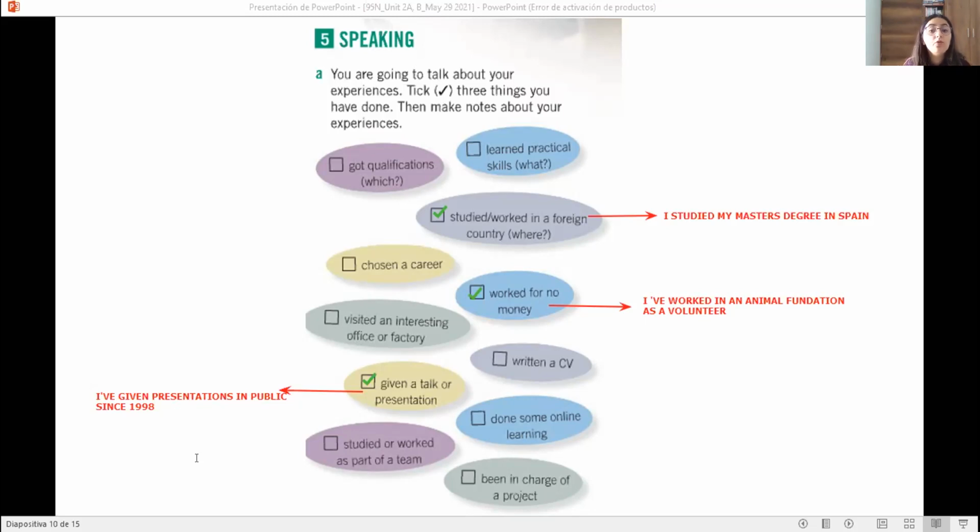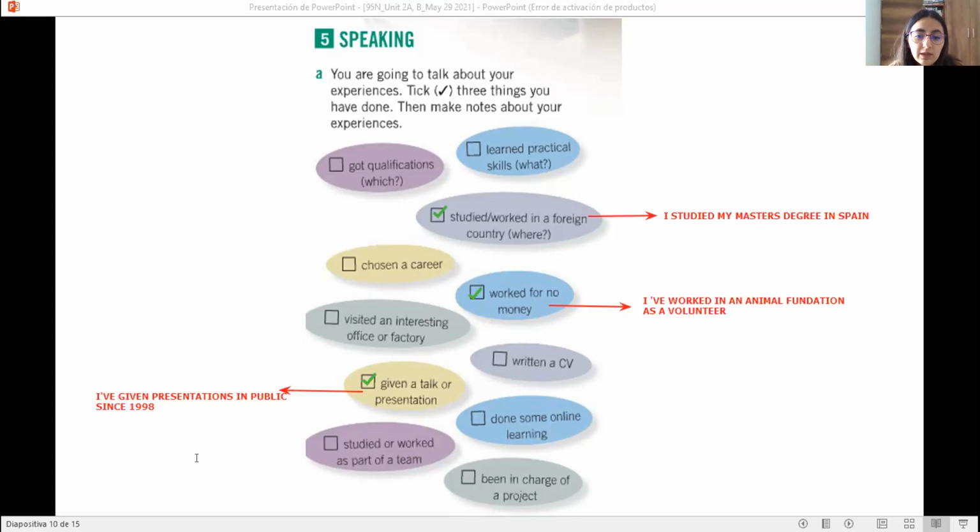So now, what are you going to do? You will have 3 minutes to choose any option you want. Remember to choose 3. Acuérdense que deben escoger 3 opciones de las que tienen en pantalla. Aquí yo les di mis ejemplos, ¿sí? Y una vez que ustedes escojan esas opciones, escriban la oración haciendo referencia o respondiendo a estas experiencias. Por ejemplo, estudiar o trabajar en un país extranjero. I studied my master's degree in Spain. ¿Sí? Yo estudié en tal lugar. ¿Sí?